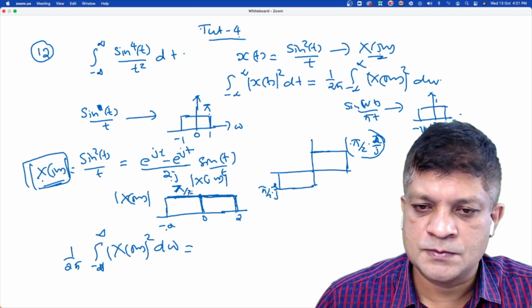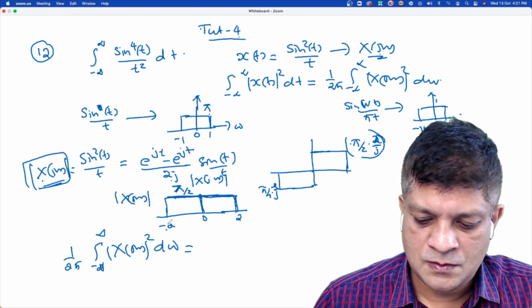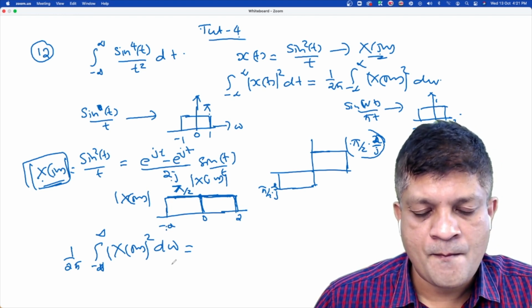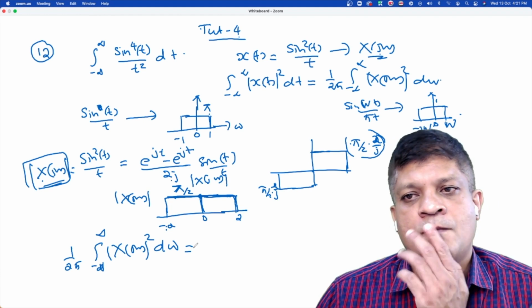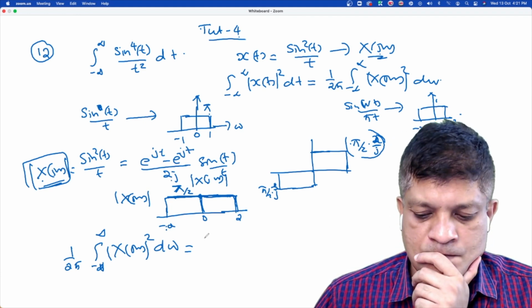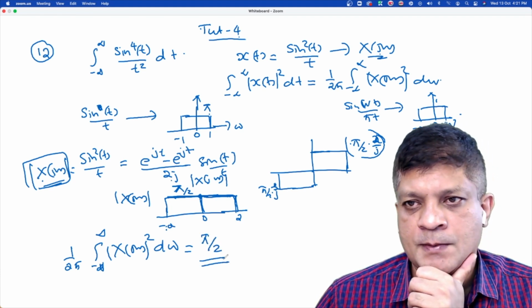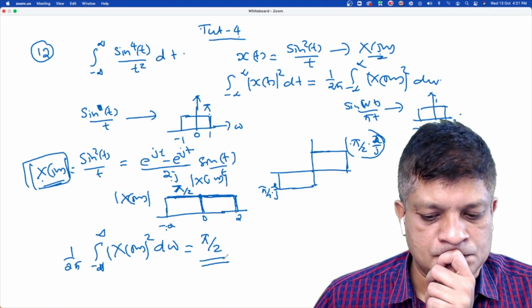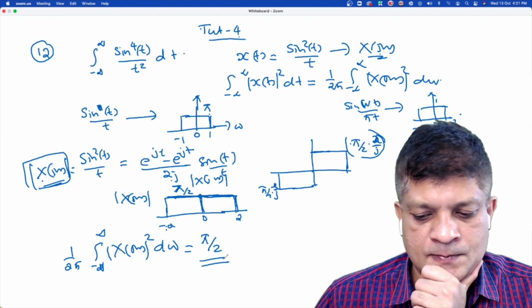But this is pi by 2. This is from minus 2 to 2. So it comes out to be pi by 2. It is pi by 2.